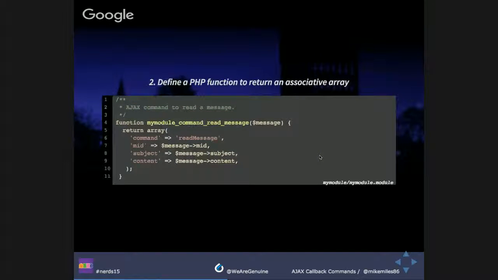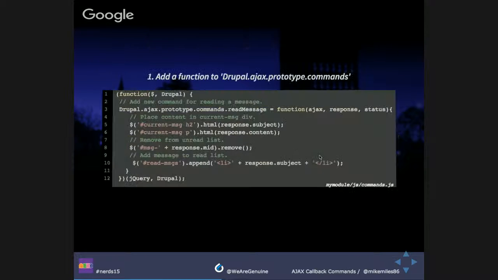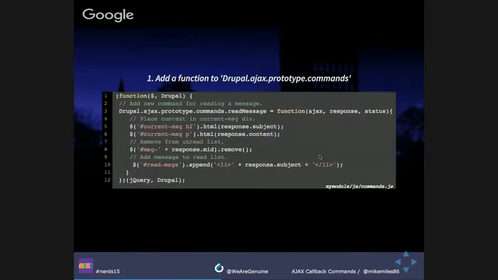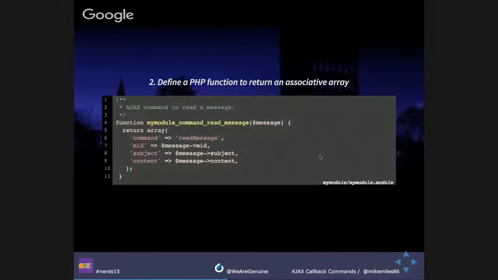And on the PHP side of my custom command, I create a function called myModule command read message. And all I'm returning is an associative array. I have the command read message, which is the same name as the JavaScript function I attached to that global object. I pass the message ID for the message object I have, the subject of that message, and the content. So these additional elements are going to be part of the response object, which we see here: response subject, response content, response MID, and read message is the command.